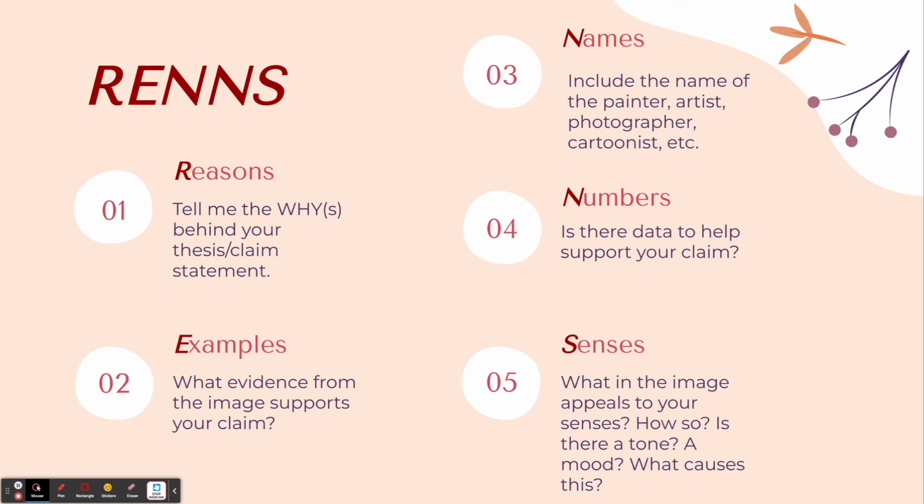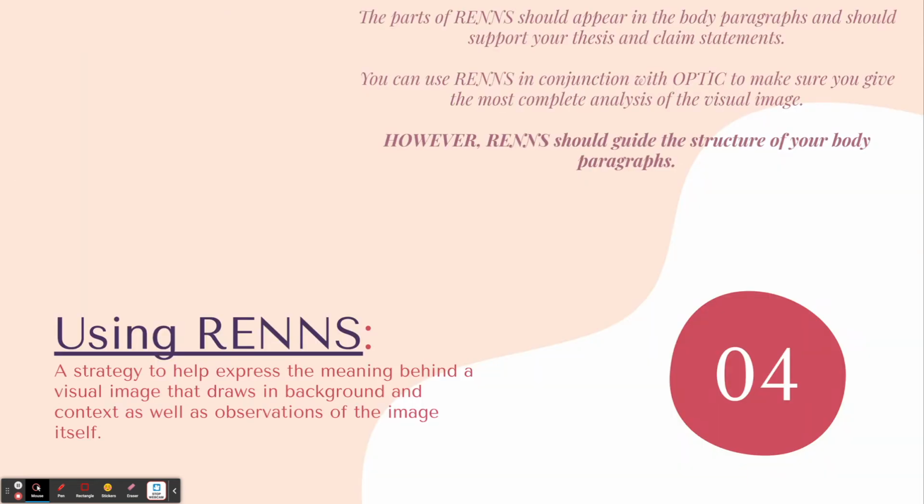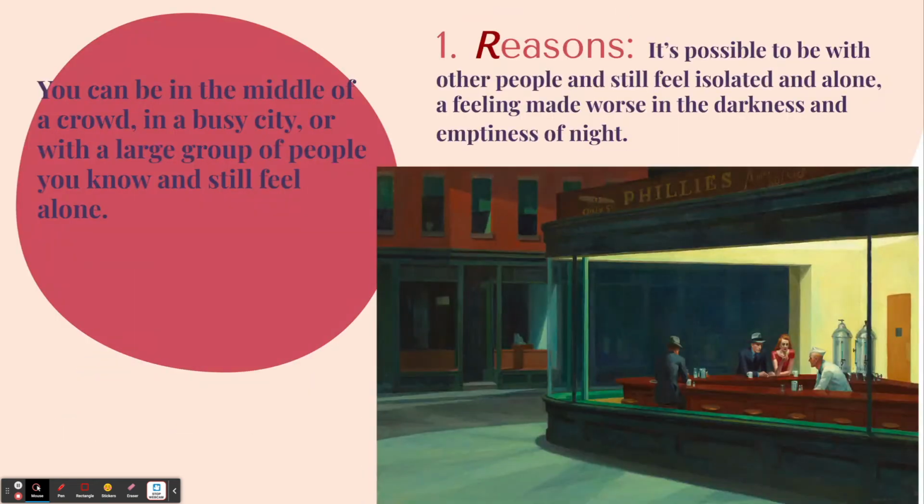And then what in this image appeals to our senses and how so? Is there a tone or a mood and what causes this? And how does that contribute to your overall conclusion? So here's what all of that would look like. Keep in mind my conclusion: it's possible to be with other people and still feel isolated and alone, made worse in the darkness and emptiness of night. And this is what that looks like.